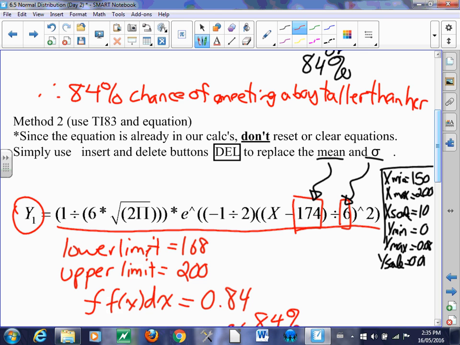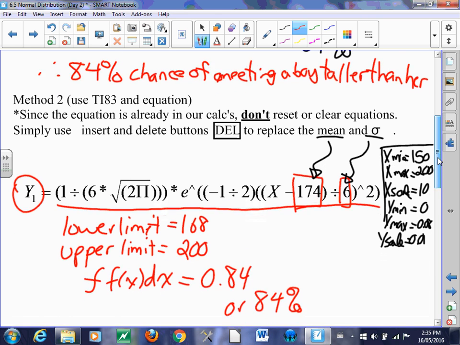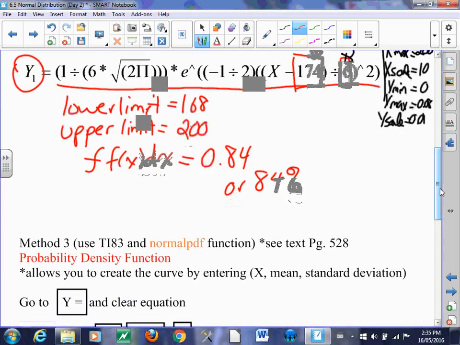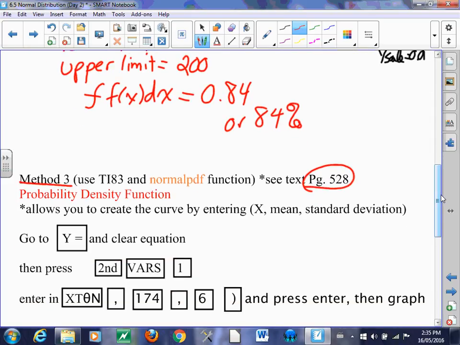All right, so ladies and gentlemen, hopefully you got that equation to go. Now we're going to move into an easier method. An easier method is method number 3, and you're going to use what's called the normal PDF function. Please take a look at page 528 if you need help with this. It allows you to create the curve by entering in the notation of x, the mean, and the standard deviation.